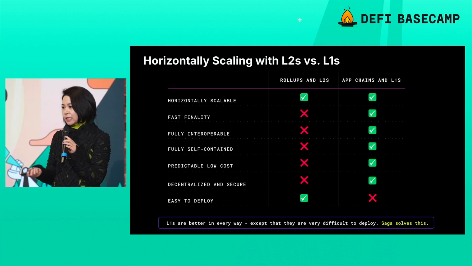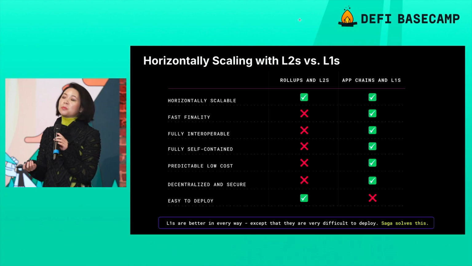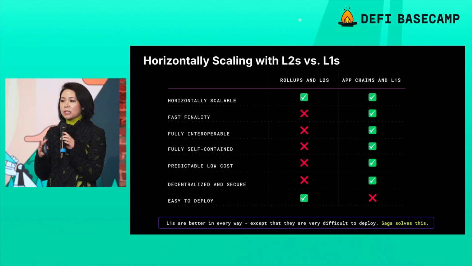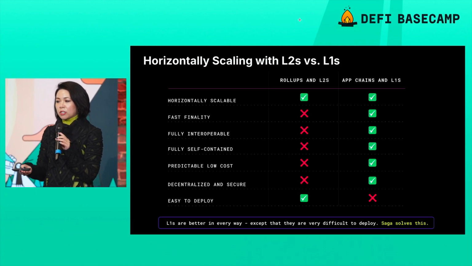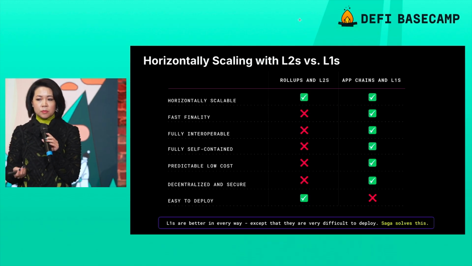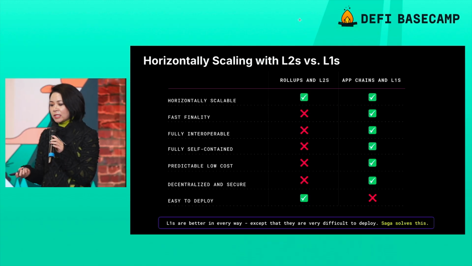It is fully self-contained. I don't think I need to explain that too much more. With the rollup and L2, you do need significant additional tooling as well as infrastructure partners in order to actually have a full chain experience, whereas with an L1, it's self-contained.